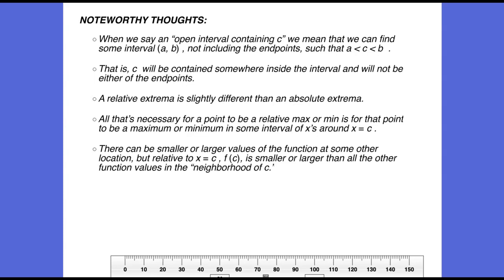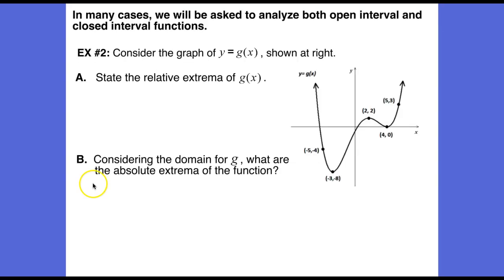A relative extrema is slightly different than an absolute extrema. All that's necessary for a point to be a relative max or min is for that point to be a maximum or minimum in some interval of x's around x equals c. There can be smaller or larger values of the function at some other location, but relative to x equals c, f of c is smaller or larger than all the other function values in the neighborhood of c.